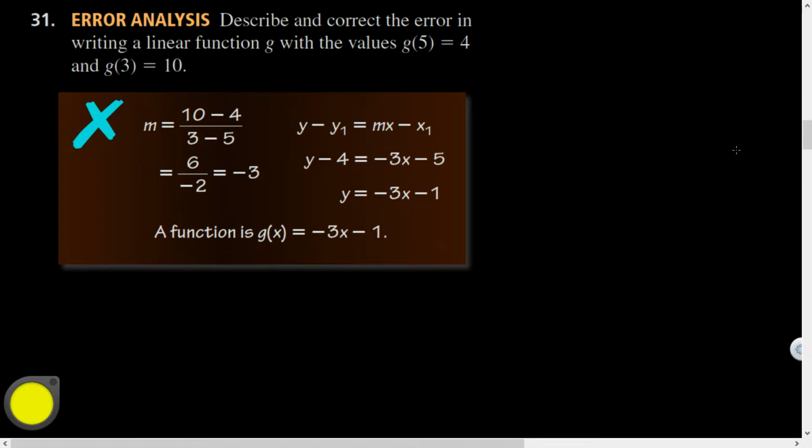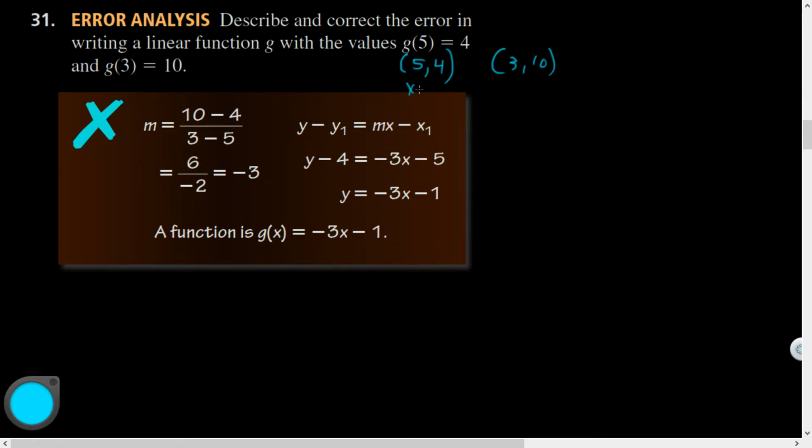Let's see, here's question 31. Oh, I love these problems, right? You guys like these problems, I'm sure. Describe and correct the error in writing a linear function g with values g of 5 equals 4 and g of 3 equals 10. Well, let's see. G of 5 equals 4, that's the point 5, comma 4. G of 3 equals 10, that's the same as the point 3, comma 10.